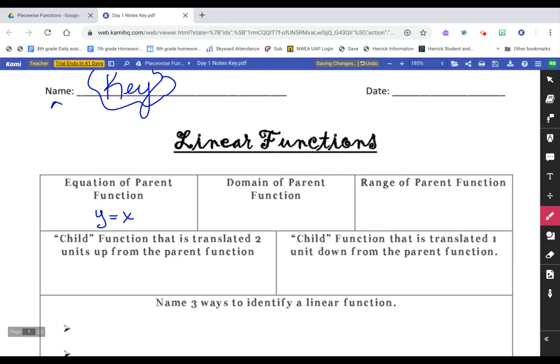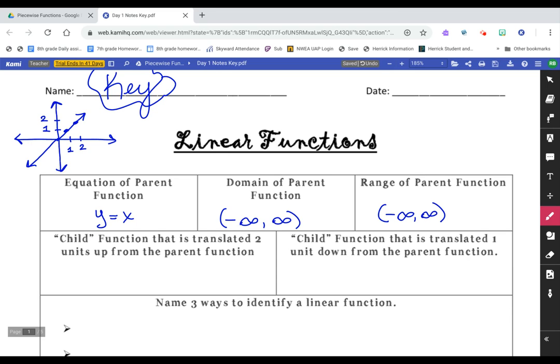And I'm going to graph that right here. And if y is equal to x, it's just a straight line like that. So if x is 1, y would be 1 because they're equal. If x is 2, y is 2, and so forth. The domain would be all real numbers. So in interval notation, it would look like that. Your range would also be all real numbers, for the parent function.